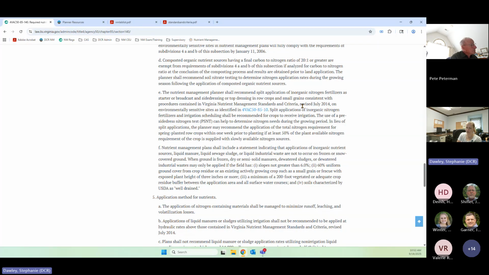And then if you are using an organic source, putting your manure on and then doing a PSNT during that 12 to 24 growth stage to see how much nitrogen was taken up during that period, which can vary depending on how wet or dry it is, how much of a good year we're having.